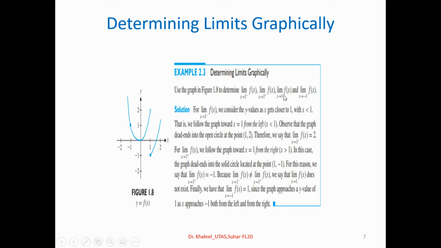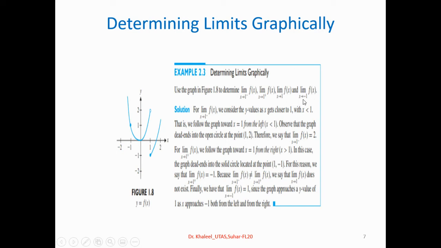Now to find the third one, the limit of f(x) as x tends to 1. This is not a one-sided limit, so for this I need the left limit and the right limit, which are in fact these two. We found the first limit, the left-hand limit, as 2, and the right-hand limit is equal to -1, and they are not equal. Therefore, we say that the limit of f(x) as x tends to 1 does not exist.